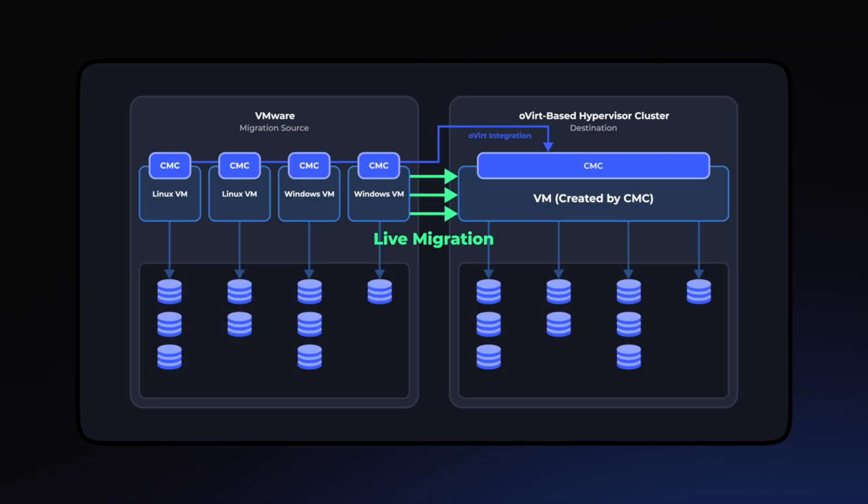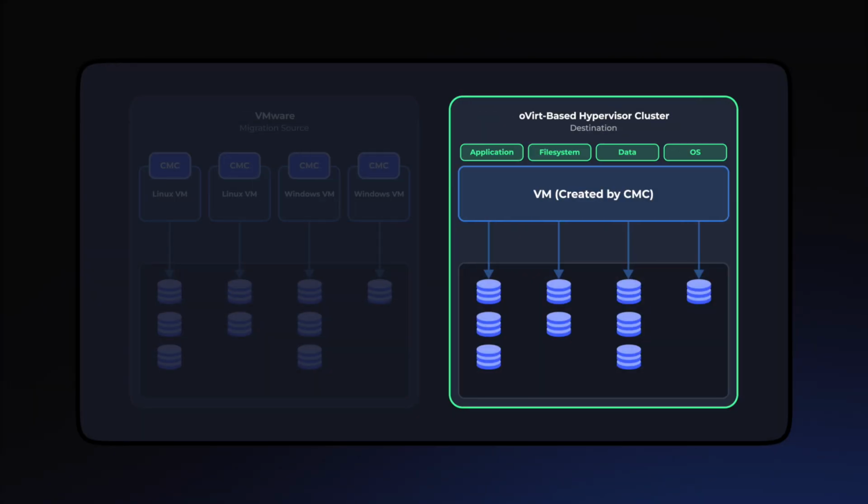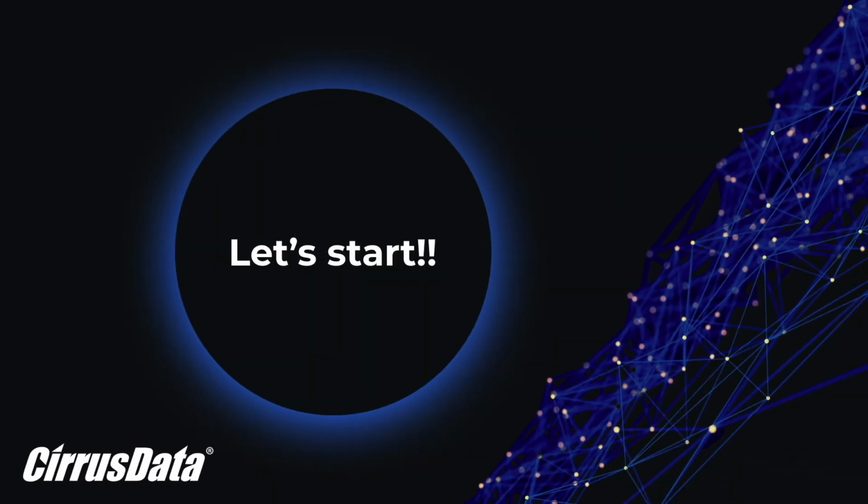When you are ready to cut over, since CMC has already kept your data synchronized in oVirt, all we need is to shut down the source and power up the VM on oVirt. Let's see this in action.